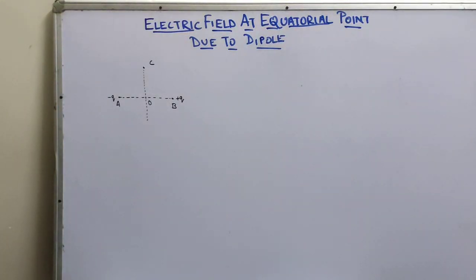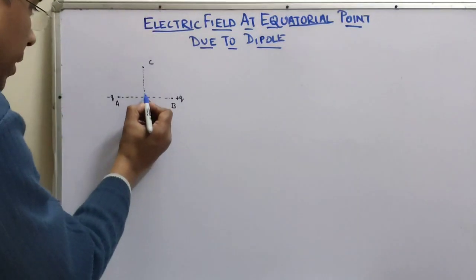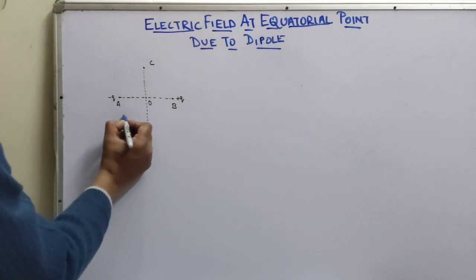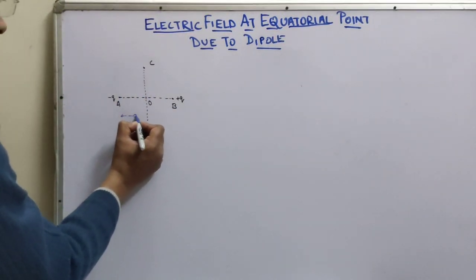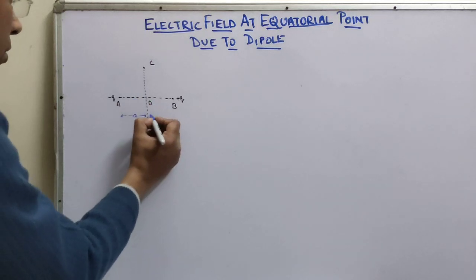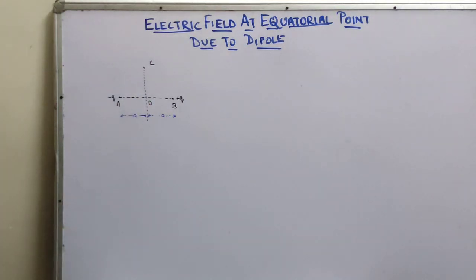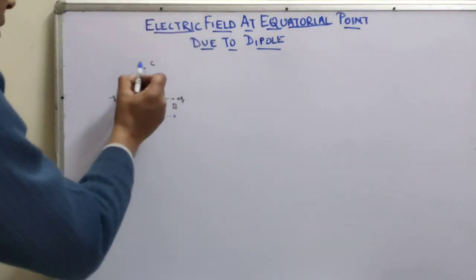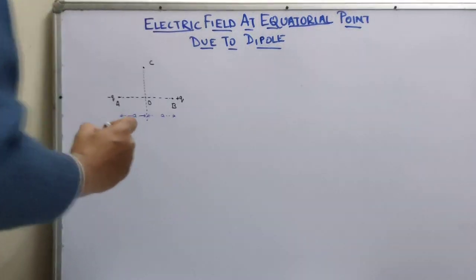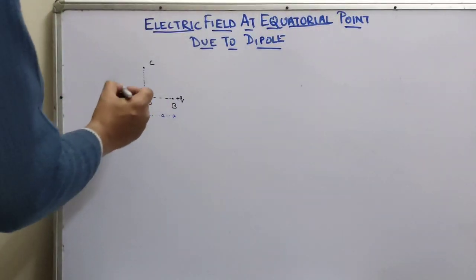We have to determine the electric field at point C due to a dipole AB. The length of the dipole is 2a and O is the center. That is, the distance from A to O is small a, and from O to B, the distance is small a. Now, the electric field at point C will be due to the charges minus Q and plus Q.